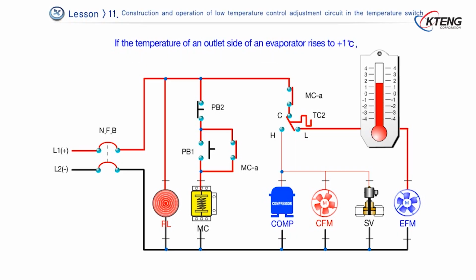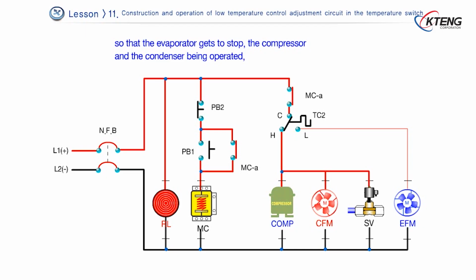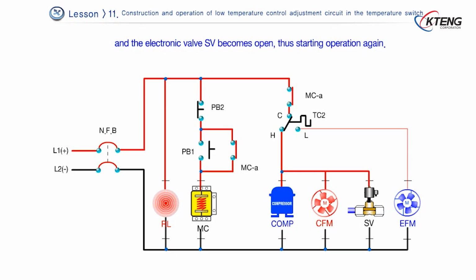If the temperature of an outlet side of an evaporator rises to +1 degree Celsius, the temperature switch TC2 is changed to the H contact so that the evaporator gets to stop, the compressor and the condenser being operated, and the electronic valve SV becomes open, thus starting operation again.